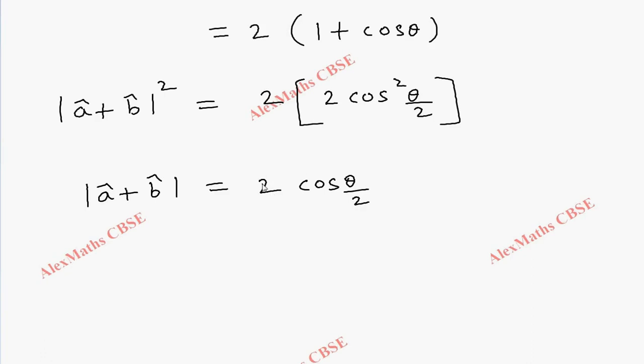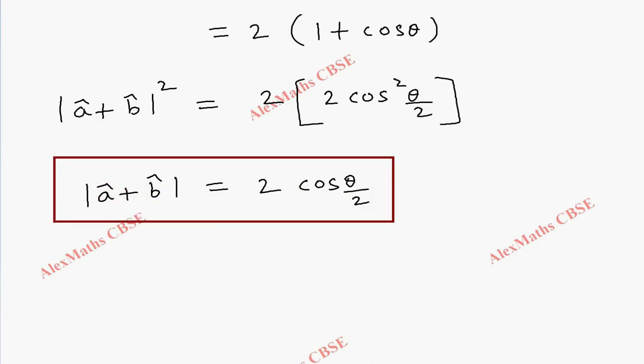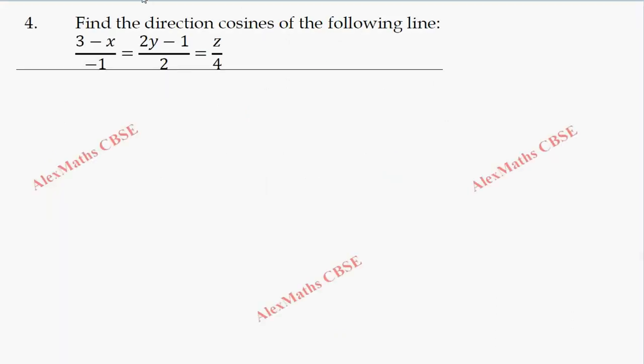Usually when we take square root we get plus or minus, but since the left hand side has a magnitude, this has to be positive. So we take only the positive value, ignoring the negative value. So we get a cap plus b cap magnitude equal to 2 cos theta by 2. Hence proved. Question number 4.